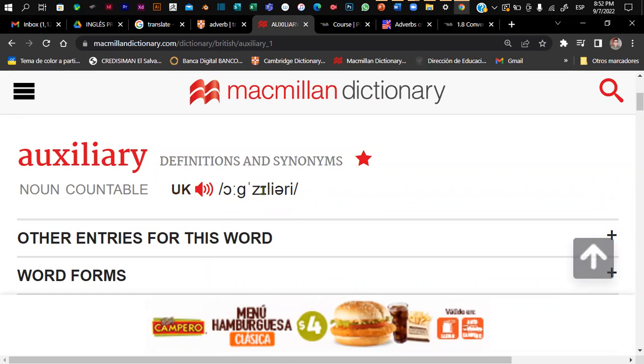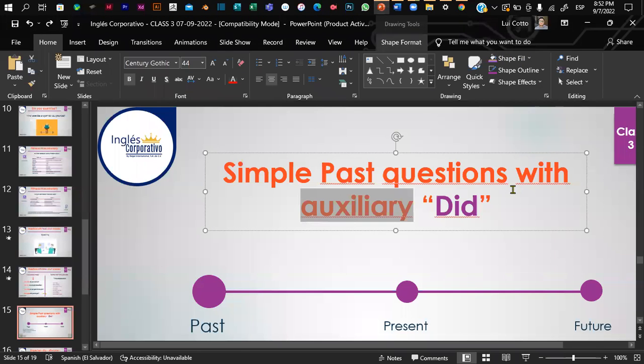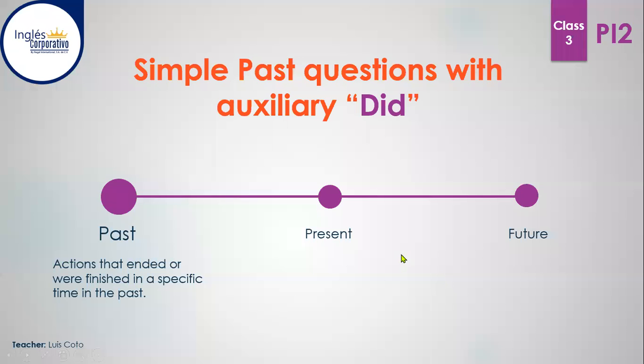Auxiliary. Repeat. Auxiliary. This symbol is like a letter O. It's like this, like a letter O. Auxiliary. Correct. Okay, good.